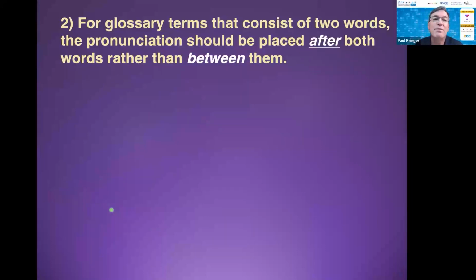so anytime I have, I can't actually read my slide for this one. Can you read my slide for me, Kevin? Yeah, sorry, I was muted there. Okay. Yeah, so it says point number 2, for glossary terms that consist of 2 words, the pronunciation should be placed after both words rather than between them. Right. Thank you. I had a little cover up on my screen.